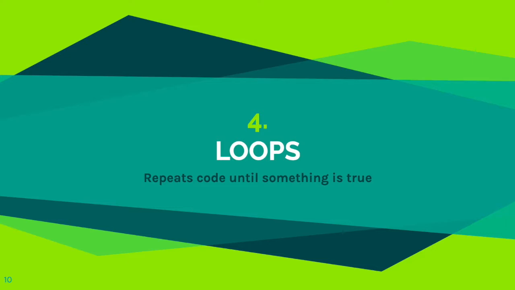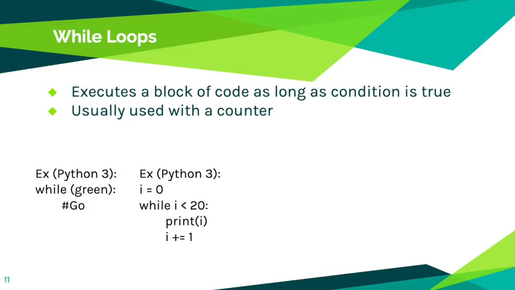And now there's loops. Loops repeat code until something is true or something has run out of values. The first type of loop is while loops. While loops execute a block of code as long as the condition is true, and they are usually used with a counter. So we have here, while green is true, you're going to go. If green ever becomes false, then this is going to stop working.